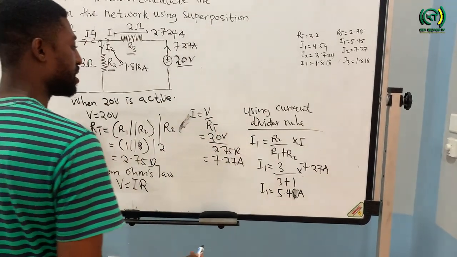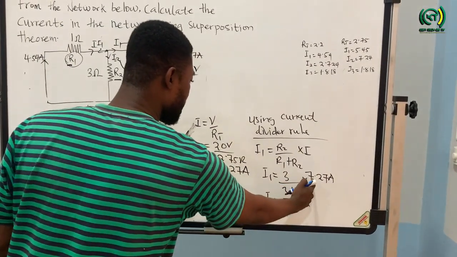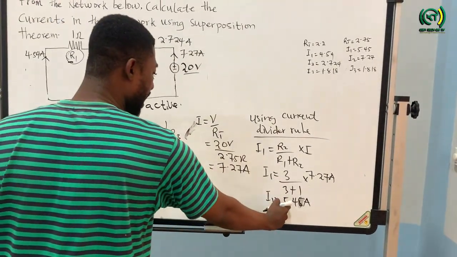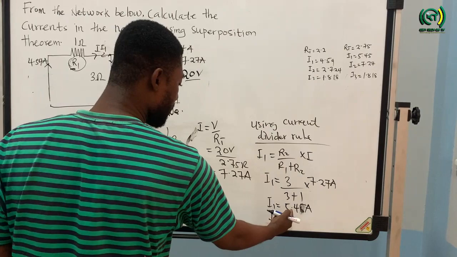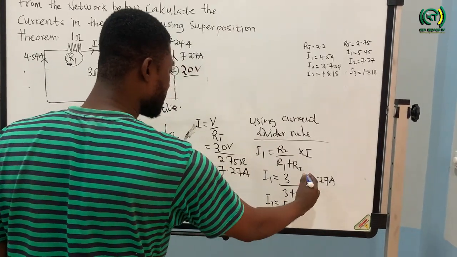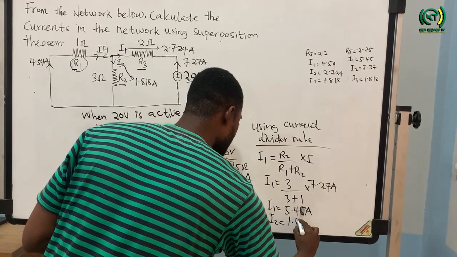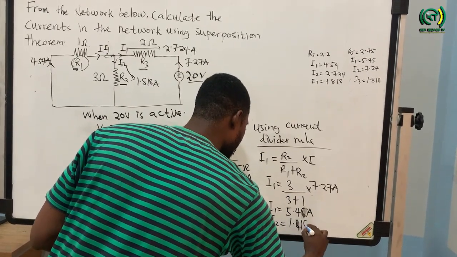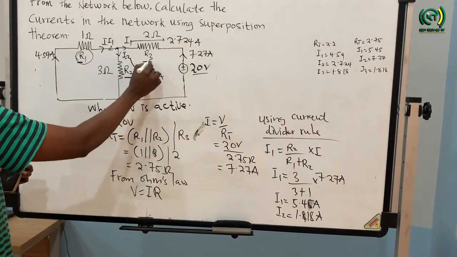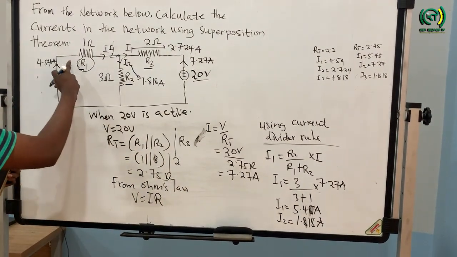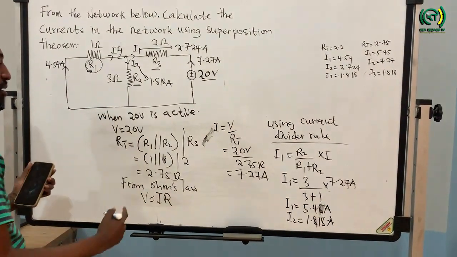Now, the current entering the junction should be equal to the current leaving the junction, and I have the source current to be 7.27 amps and I1 to be equal to 5.45 amps. Then definitely my I2 will be equal to, I'm going to subtract my I1 from the 7.27 amps, and it's going to give me 1.818 amps. So when the 20-volt source is acting, I'm going to have current flowing through resistor R3 at 7.27, current flowing through resistor R1 equal to 5.45 amps, and the current flowing through resistor R2 as 1.818 amps.